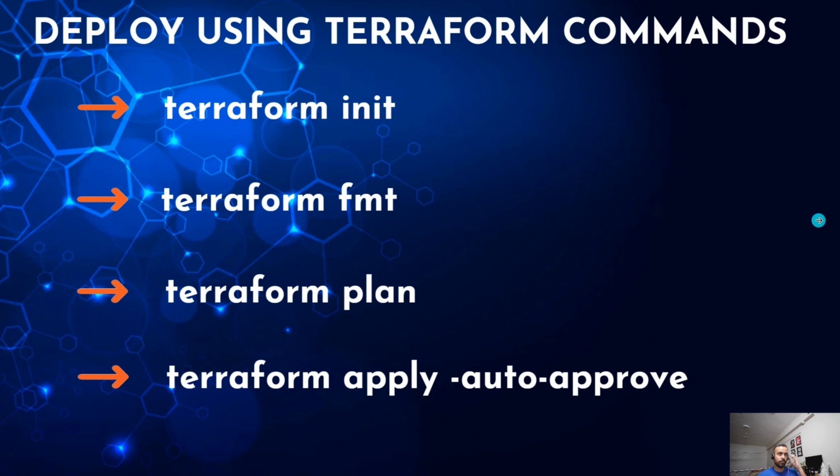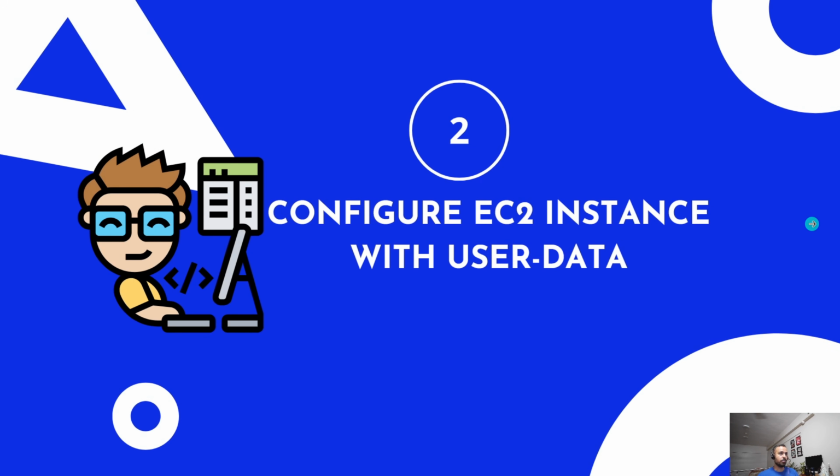So moving ahead, what is our next use case? Our next use case is configure EC2 instance with user data. What we are going to do over here is, in the EC2 instance that we are going to create, we are going to install Apache web server, and we are also going to open port 80 so that we can check whether that Apache web server is up and running. So let's go to the next slide.